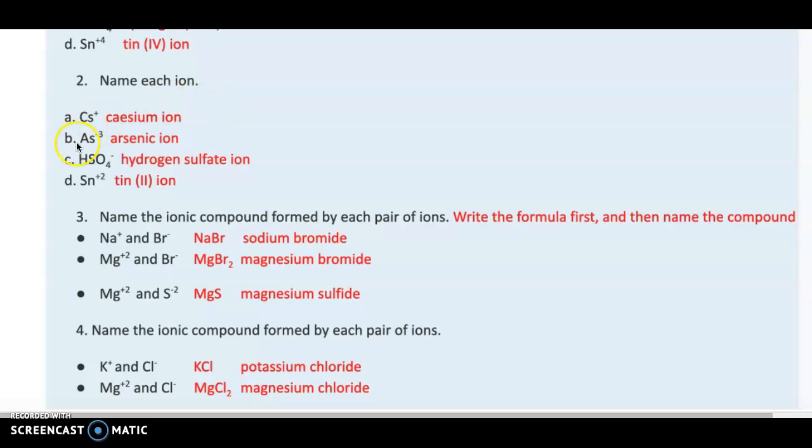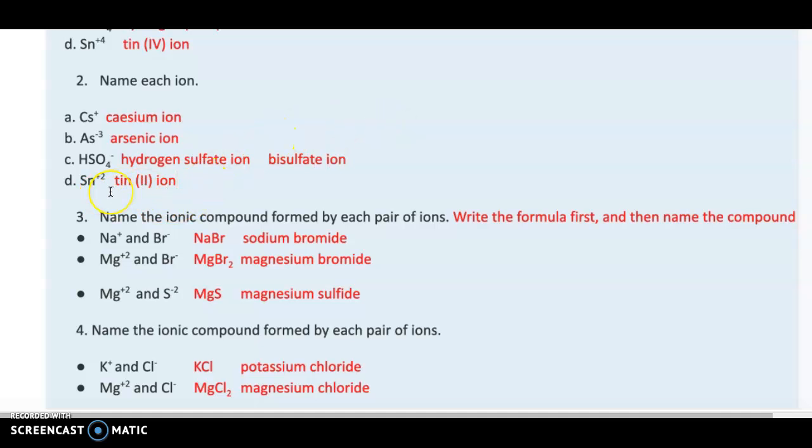So name each ion. As you remember, when you have a metal plus one, it's a cation. You just write the name that is provided to you in the periodic table: the cesium ion. This is arsenic ion. This is something more interesting. You have to know the name of this part. It's called sulfate. And if you have a hydrogen in the front, it's called hydrogen sulfate. It also can be called bisulfate ion. Also another name.